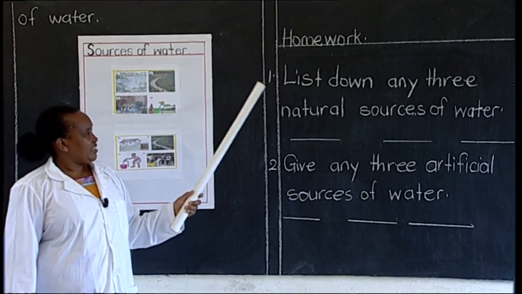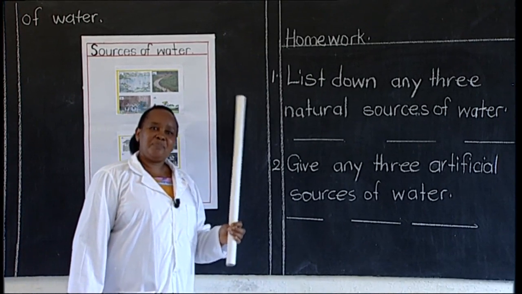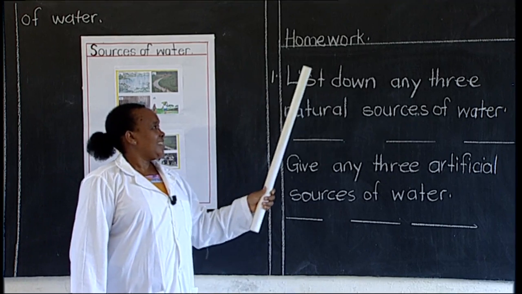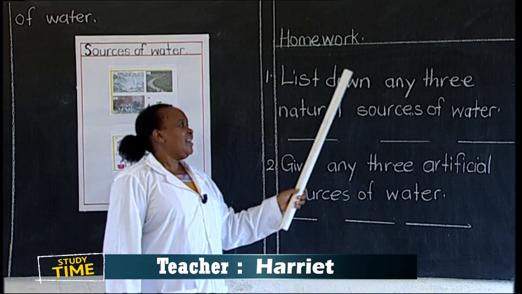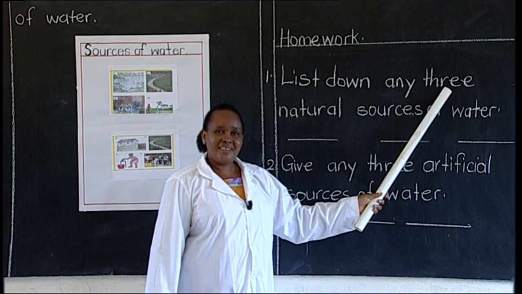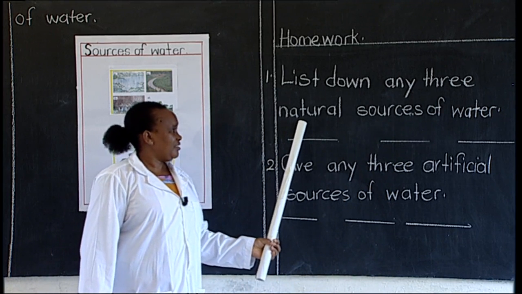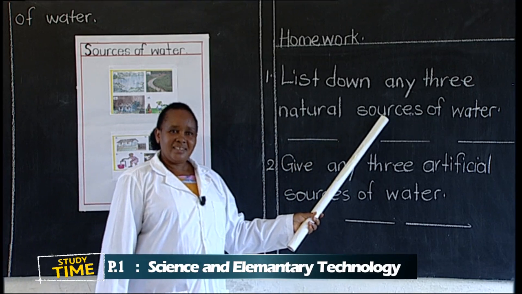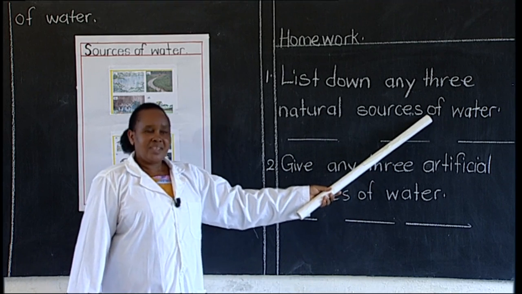We are now starting to write. I point at a word, you write it, because I don't want you to write poor spellings. We start, we go. Write the word list quickly. Finished, write the word down. Hurry up. Write the word any. Make sure you space your words. Write the word three. Am I leaving you? Hurry. Wonderful. Write the word natural. Fast. Write the word sources. Don't miss out any letter. Okay. Write the word of. Write the word water.